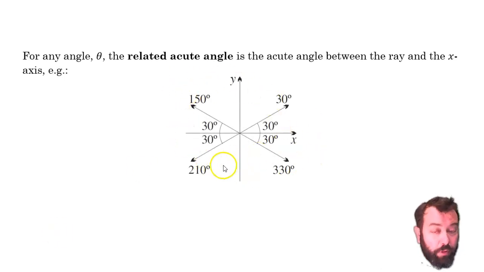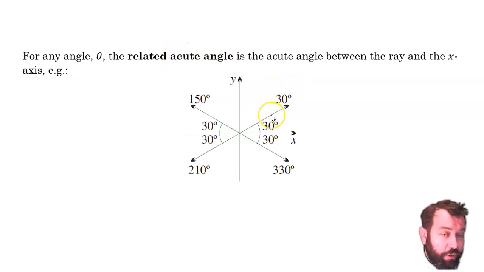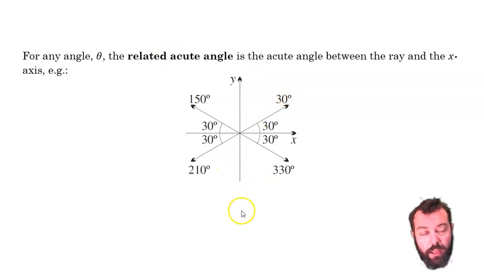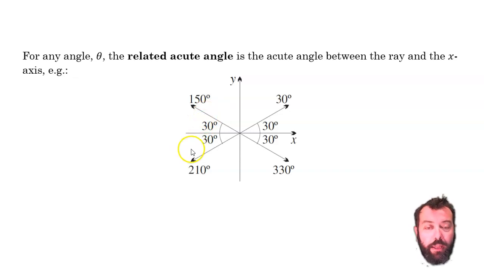And here is an example of a few. These 4 angles here, 30, 150, 210 and 330, all have a related acute angle of 30 degrees. Similarly, I suppose 390 or negative 30 degrees would also have the same related acute angle, between the x-axis and our ray. It doesn't matter which direction and whether that's the positive or the negative x-axis. That's the related acute angle.